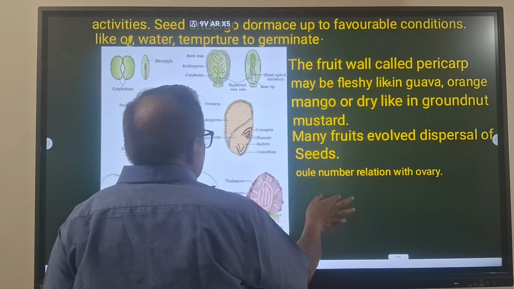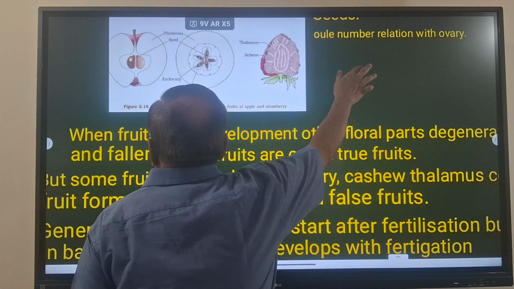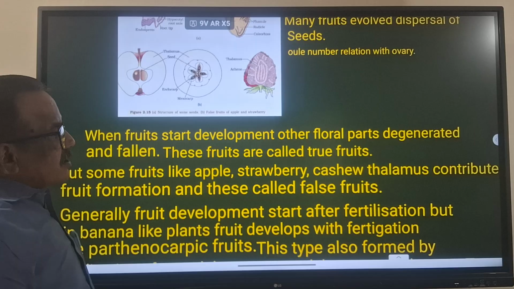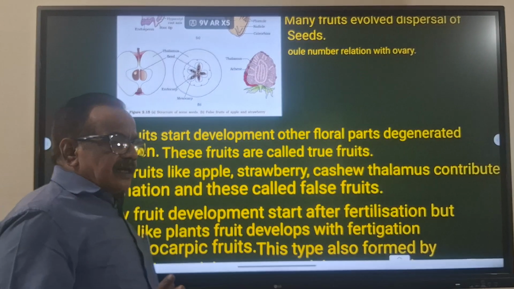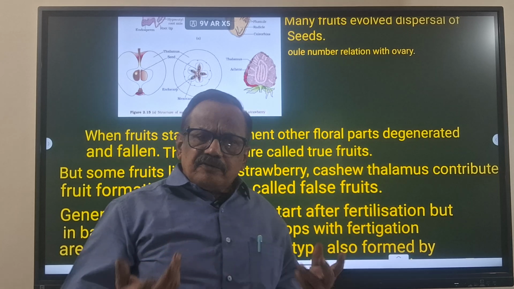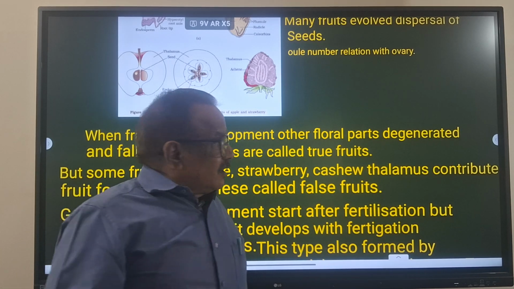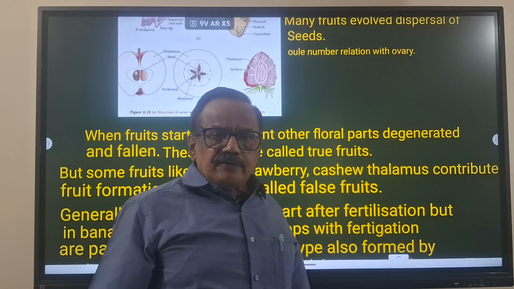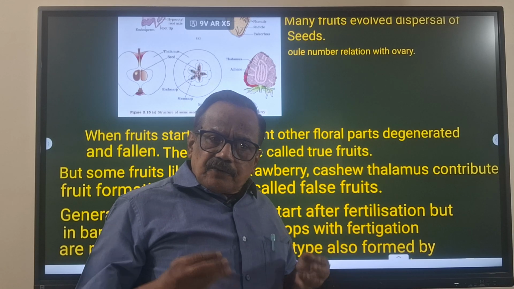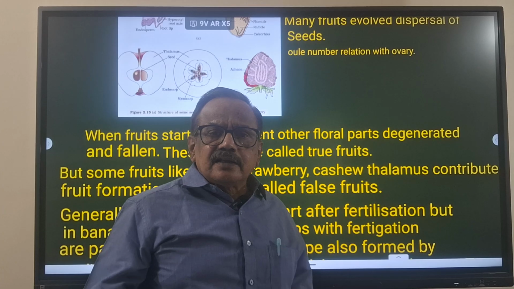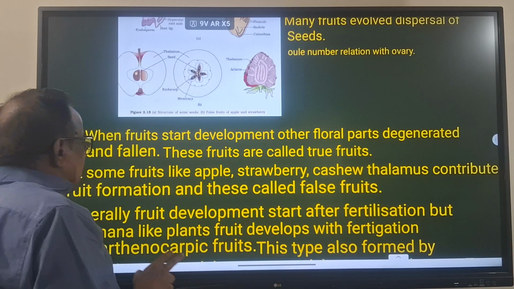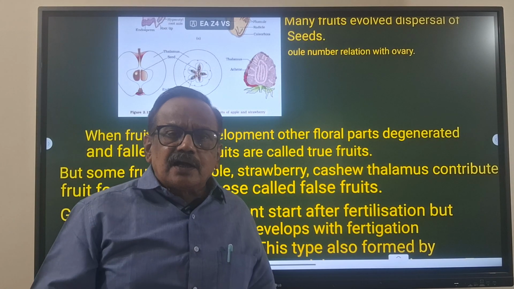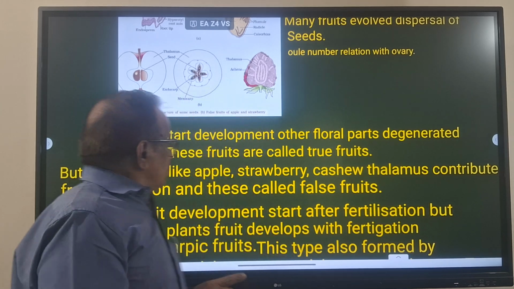And next, whenever we are seeing here, when fruits are developing, other floral parts degenerate and fall off. Degenerate means it will become dry and fall off generally. And these fruits are called true fruits, fleshy fruits or dry fruits, whatever it may be. If the floral parts are degenerating and falling, then the fruit is called a true fruit. And if any other floral part is involved in the fruit formation, they are called false fruit.